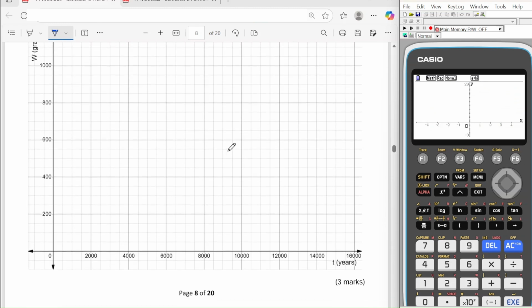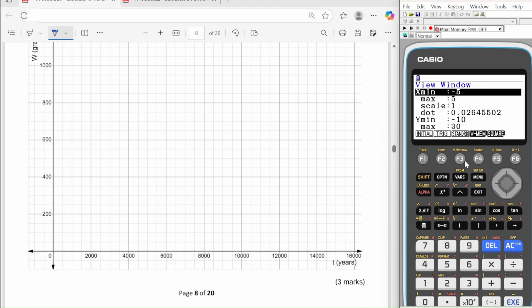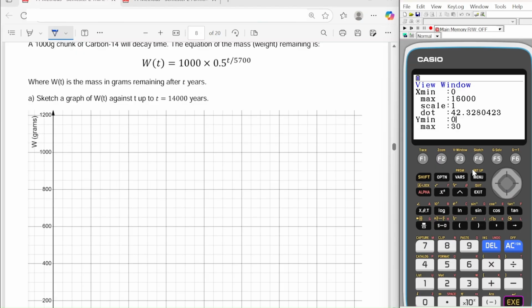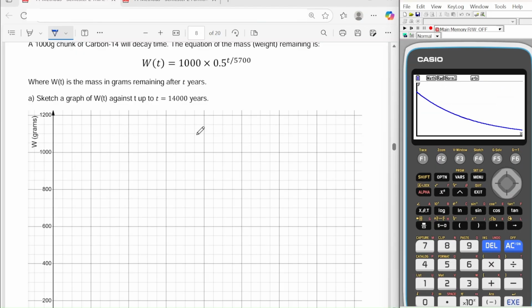Okay, so let's match their windows. So their x window seemed to go from 0 to 16,000. Their y window goes from 0 to 1,200. We'll graph that. Hey, look at that. That looks like radioactive decay to me. So let's get some points in. So we're going to trace at 0, and it should be at 1,000, which hopefully shouldn't surprise you because that's the 1,000 in the equation.